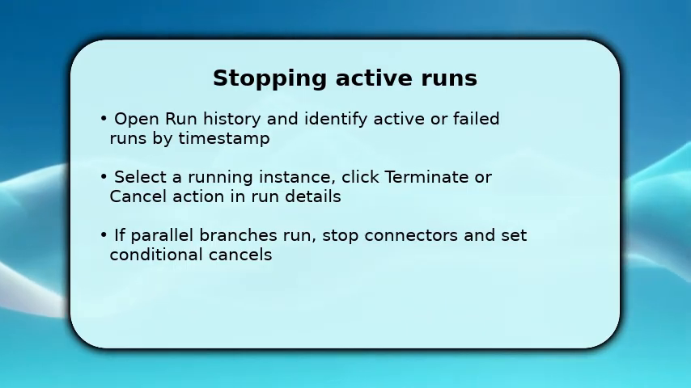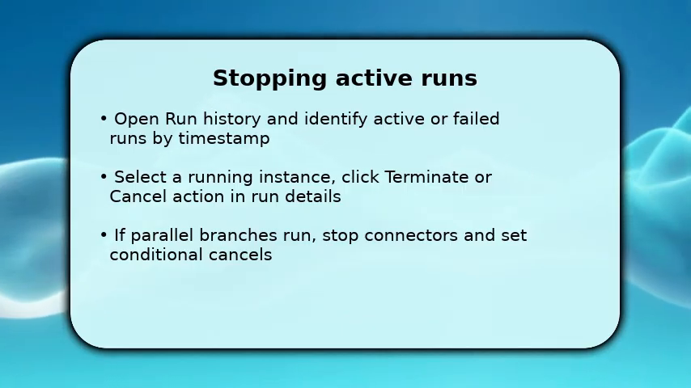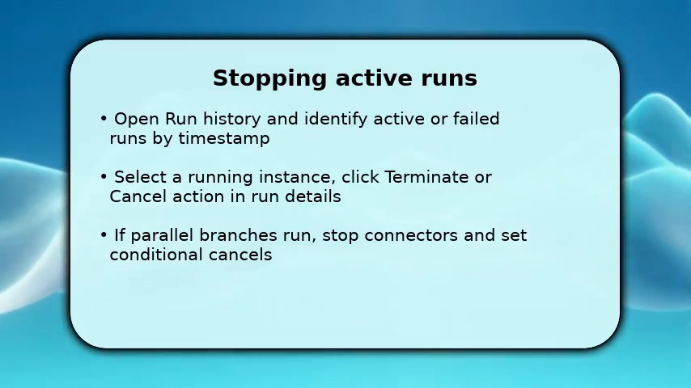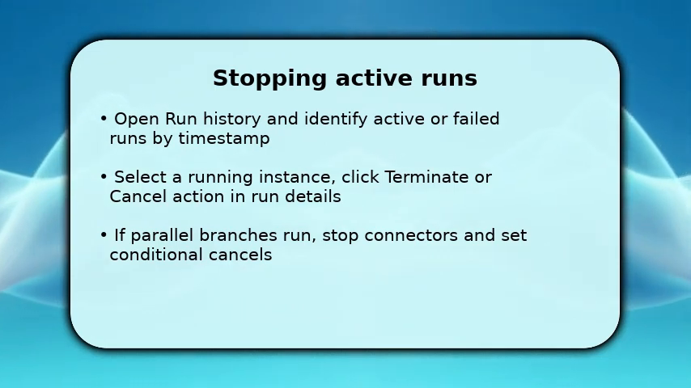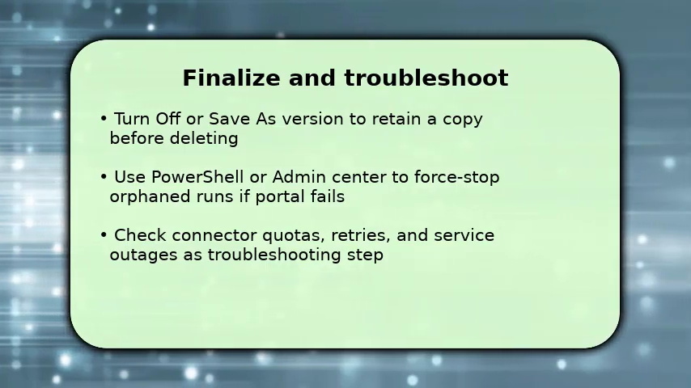Once done, check for parallel branches or child flows. Make sure to cancel or terminate those too. After you stop individual runs, pause the flow permanently if you intend to prevent future executions. Finish by choosing whether to turn off or delete the flow. You can save as to preserve a version for later.